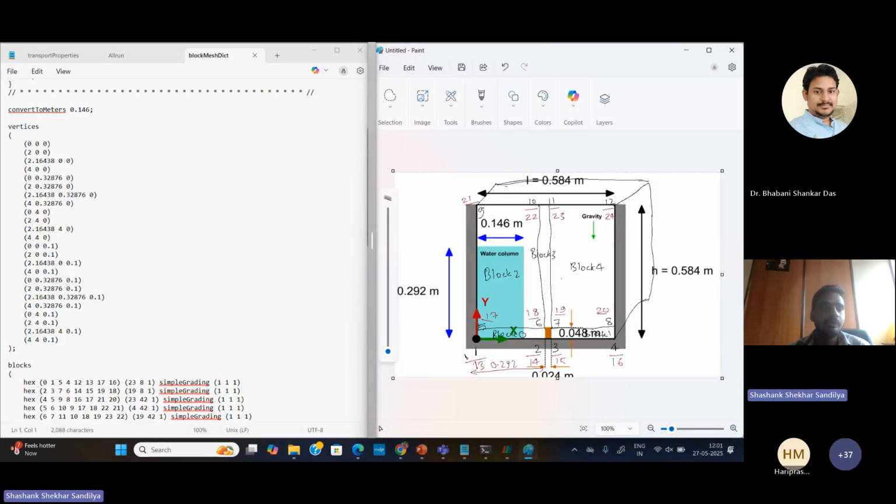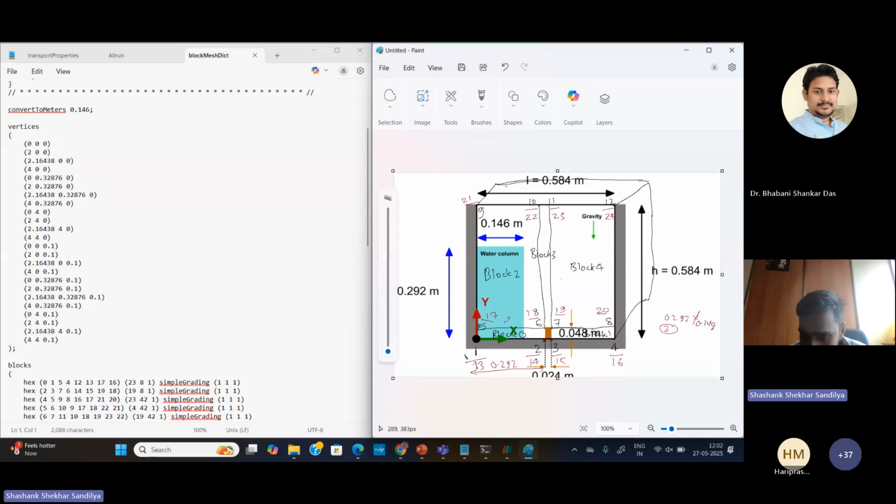It is 0.292. So here, if you see this, we have used a conversion factor of 0.146. If you multiply 0.292 by 0.146, it comes out to be 2. Sorry, divide. If we divide this by 0.146, we get 2. So 2 is the coordinate of this point. Second, what is this? Third is here, which is 0.2168 if you multiply by that factor.